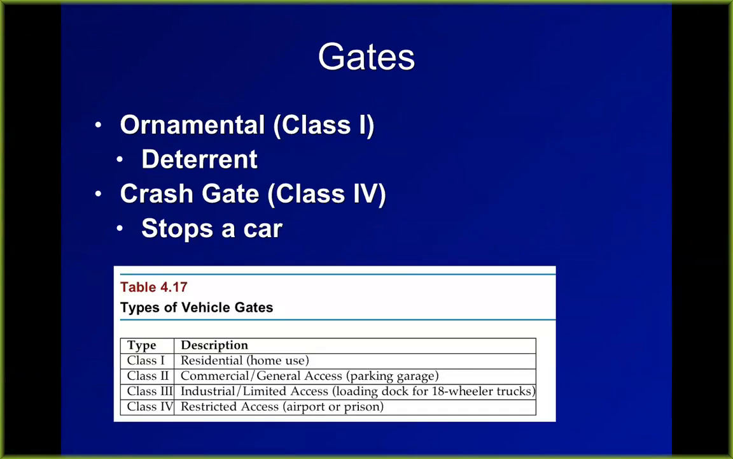Then there are gates. There's ornamental gates, which are, again, a deterrent like the 3-foot fence. They'll just sort of remind people to stay out of here for politeness. And then there's various levels of gates up to the class 4, which is a crash gate where even if people try to smash through it with a truck or a car, they won't get in. And that's what you should use for something high security like an airport or a prison.